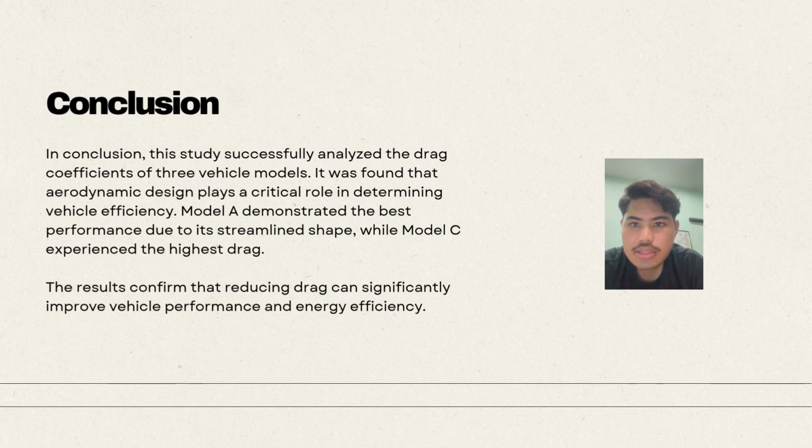In conclusion, this study successfully analyzed the drag coefficient of 3 vehicle models. It was found that aerodynamic design plays a critical role in determining vehicle efficiency. Model A demonstrates the best performance due to its streamlined shape, while Model C experienced the highest drag. The result confirmed that reducing drag can significantly improve vehicle performance and energy efficiency.